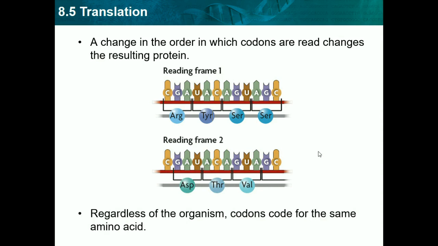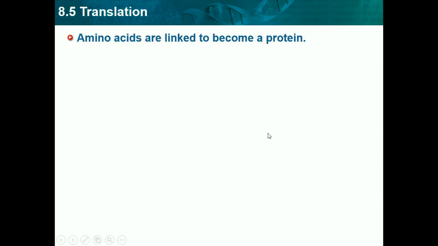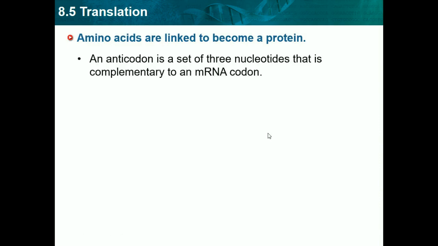So regardless of the organism, codons code for the same amino acid. So this RNA could be in a rat, a chimp, a human. It'll all still code for ARG, TYR, SER, SER. Amino acids are linked to become a protein. An anticodon is a set of 3 nucleotides that is complementary to an mRNA codon.